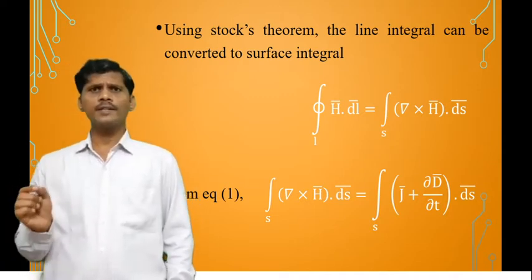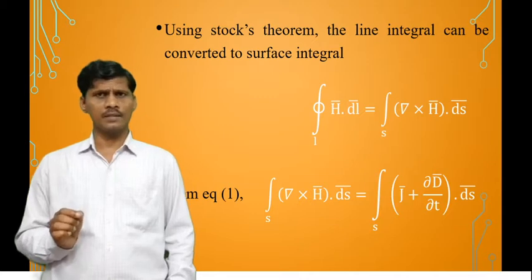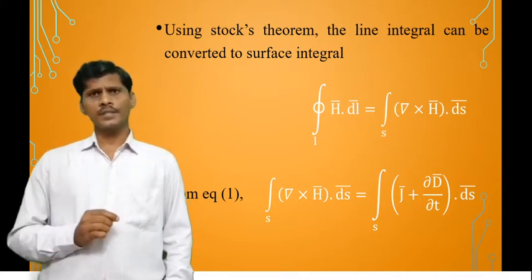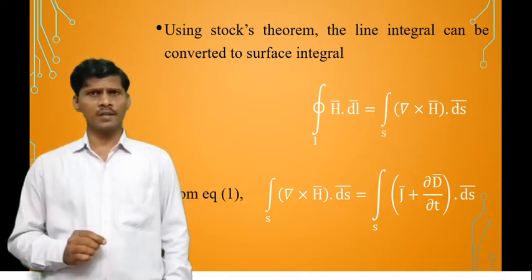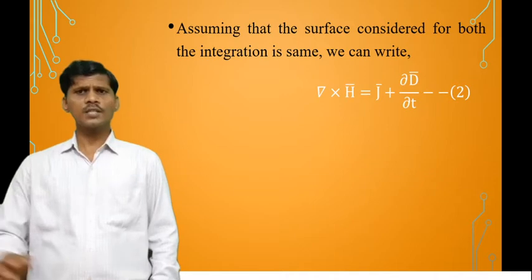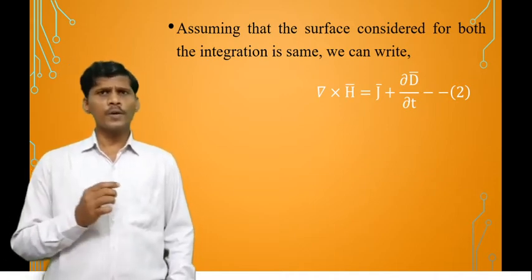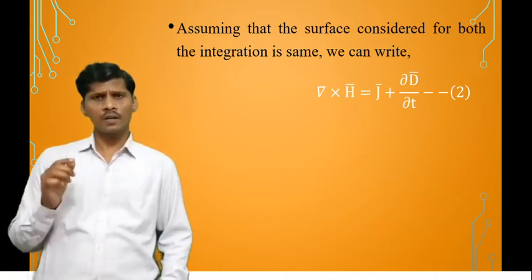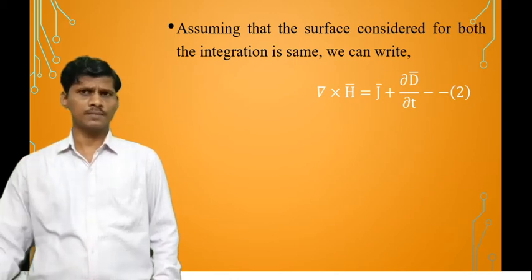On both sides, the surface integral will cancel. Remove the surface integral. We have del cross H bar equal to J bar plus dou D bar by dou t. So this is the differential form or point form of the Ampere circuital law for time varying fields.